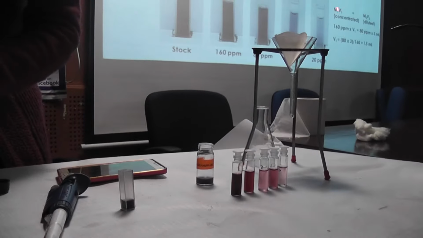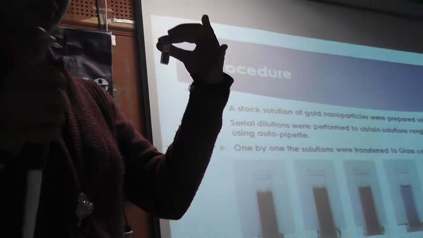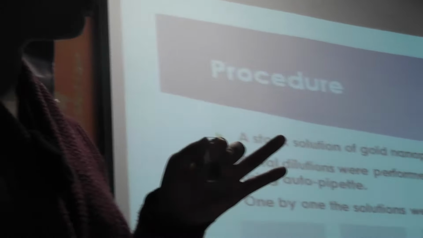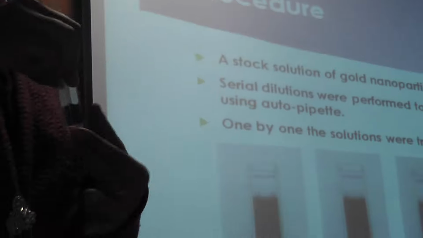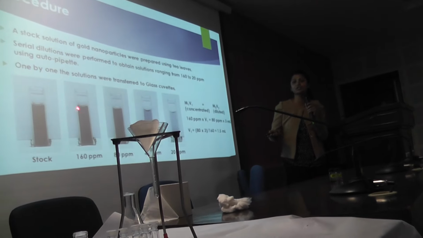Basically, the formula is M1V1 equal to M2V2, where one side is for the concentrated sample and the other for the diluted sample. If we are going to dilute the 160 ppm solution, the concentration would be 160 ppm. How much volume we require of the concentrated solution, we get from this equation. If we need to dilute it to half, it would be 80 ppm, and in this cuvette we have kept 3 ml of the solution. So 80 into 3 divided by 160 gives you the V1 volume. This is how we have prepared serial dilutions. One is the stock solution.